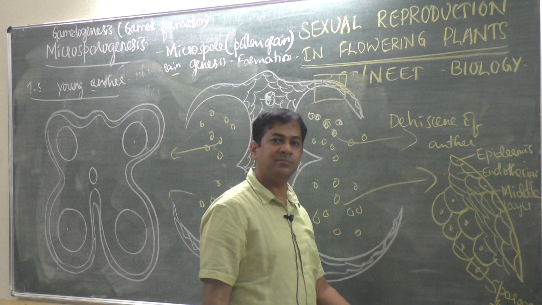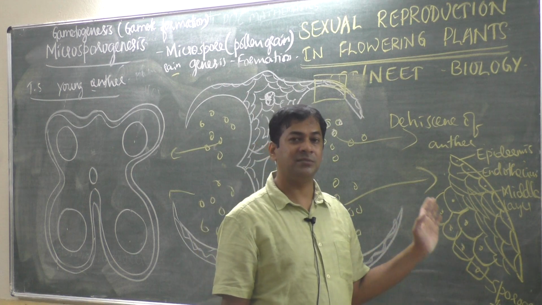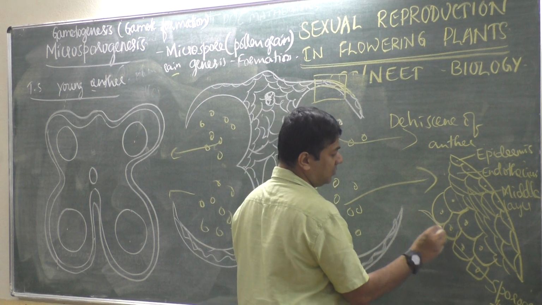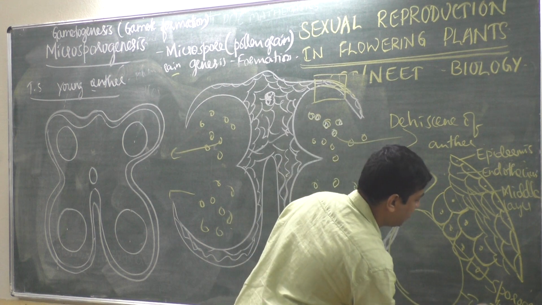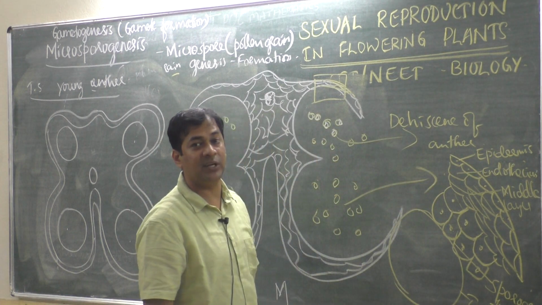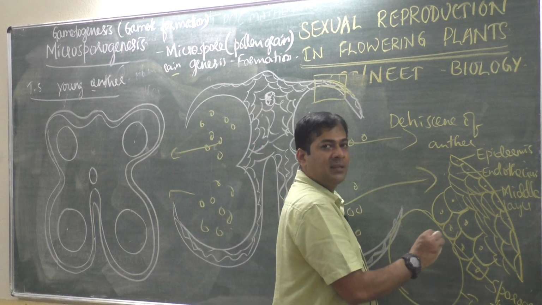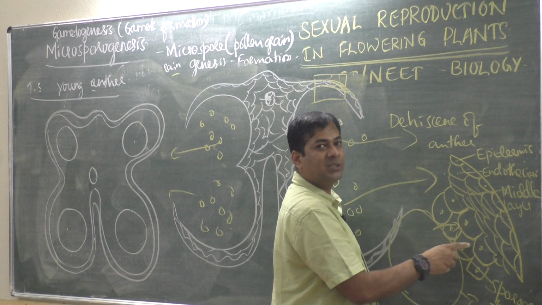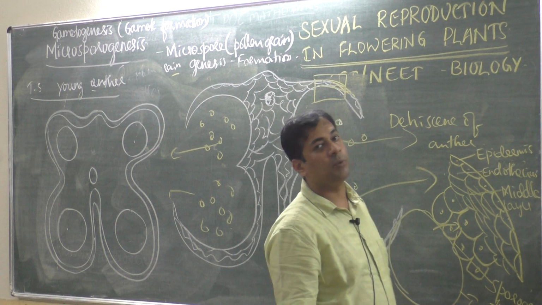Then some layer is required which gives nutrition or food for growing these cells. So the innermost layer, one layer in the center, is called the tapetum. You know this, tapetum, which is the nutritive layer. Nutrition means giving food. Some cells are required which give food to the sporogenous tissue. The sporogenous tissue in future becomes spores, which spores? Microspores or pollen grains.